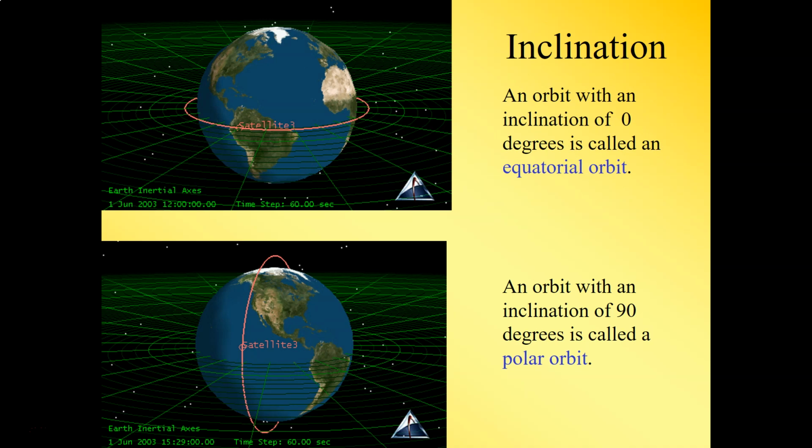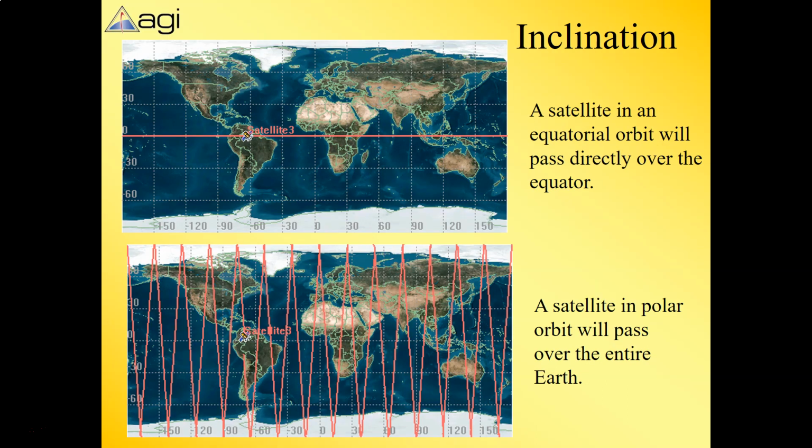An orbit with an inclination of 0 degrees is called an equatorial orbit, and an orbit with an inclination of 90 degrees is therefore called a polar orbit because it goes over the poles. A satellite in an equatorial orbit will pass directly over the equator and have a ground trace that looks like the image on top. And a satellite in a polar orbit will pass over the entire Earth and have a ground trace like the one on the bottom.